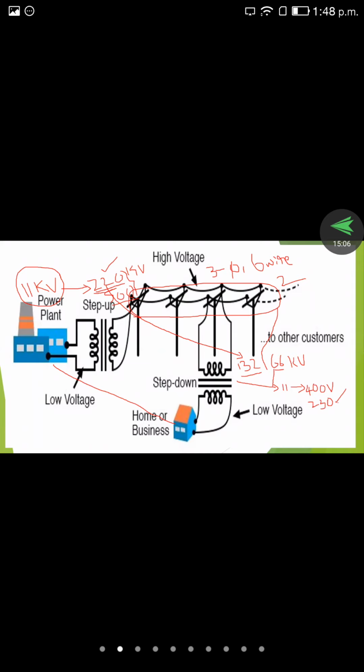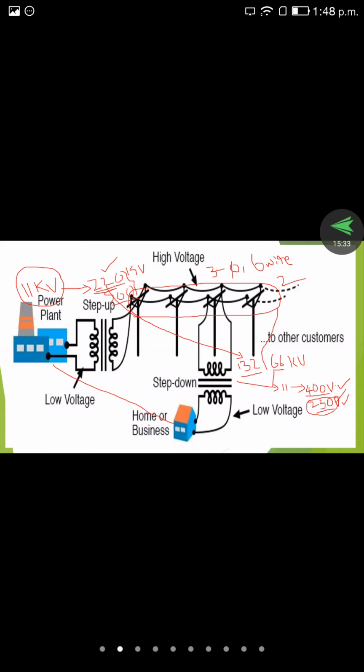That is 400 volts and 230 volts. 400 volts we generally use for agriculture applications as well as small industry applications. 230 volts we use for domestic applications to run our TVs, refrigerators or electronic goods, whatever we are using. So these 230 volts are utilized. With 400 volts, small scale industries and agricultural motors can be run.